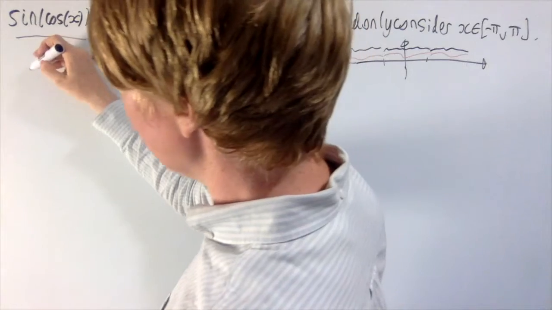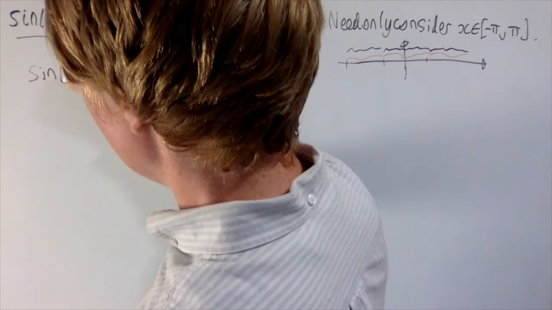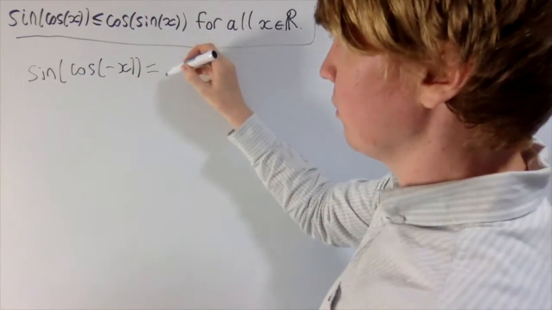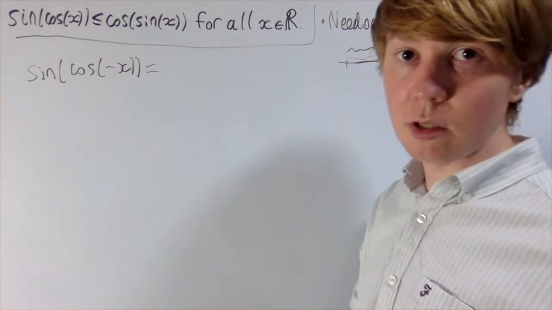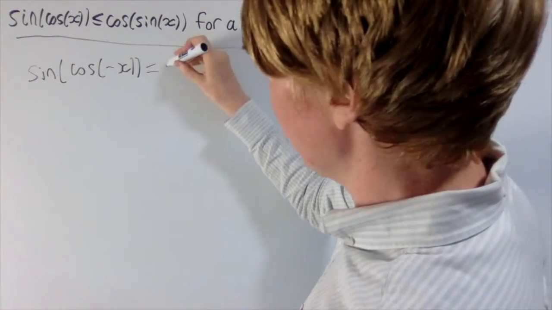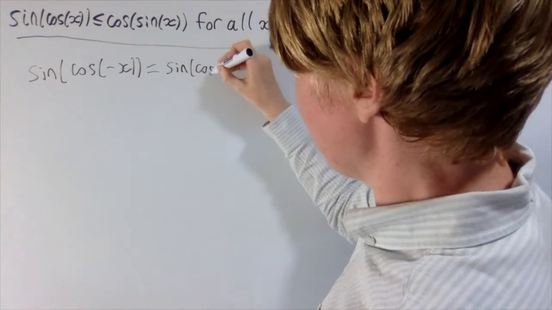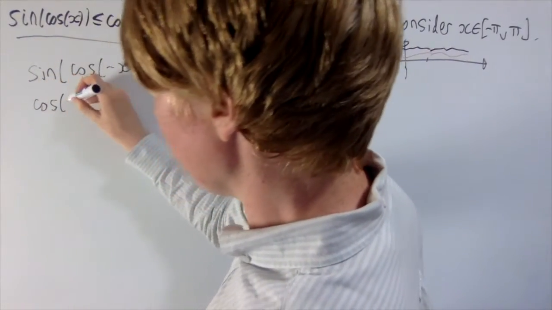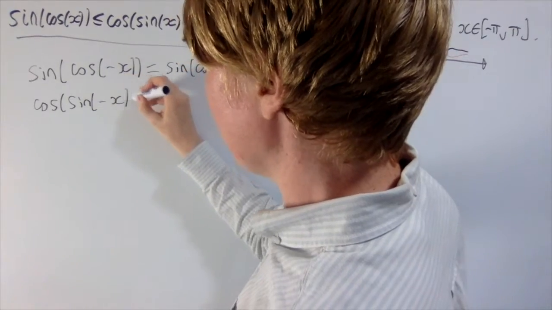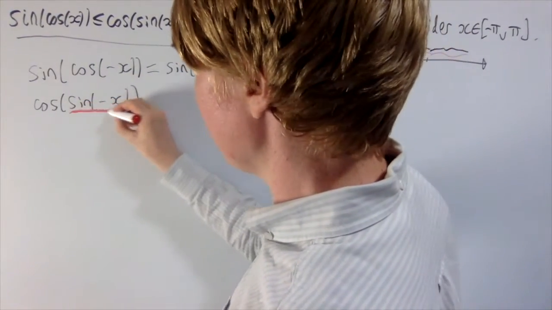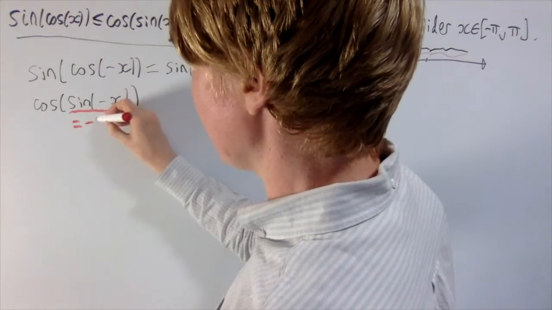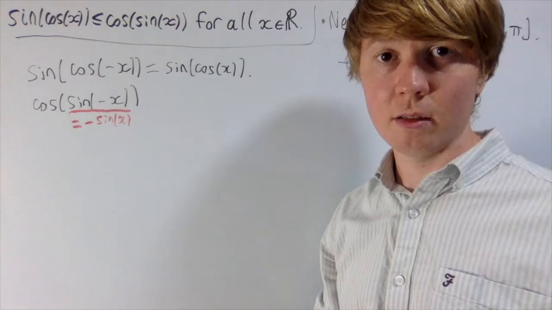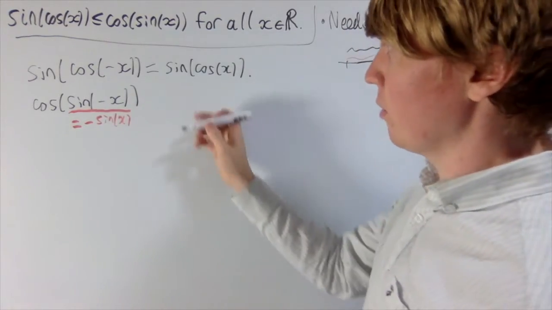So we'll start off just by looking at what happens when x is negative. So sine of cos of negative x. Well, you know that cos of minus x is always the same as cos of x. So this is equal to sine of cos of x for all x. And similarly, you can show that cos of sine of minus x, because sine of minus x is equal to minus sine of x, and then you've got cos of minus sine of x, which is just the same as cos of sine of x.